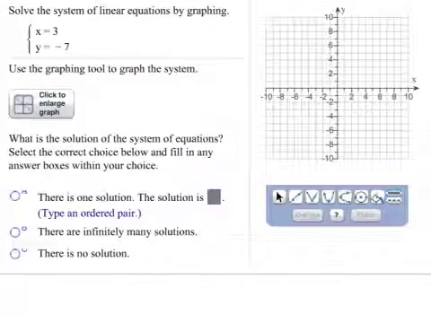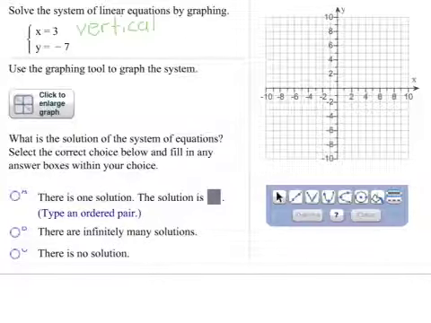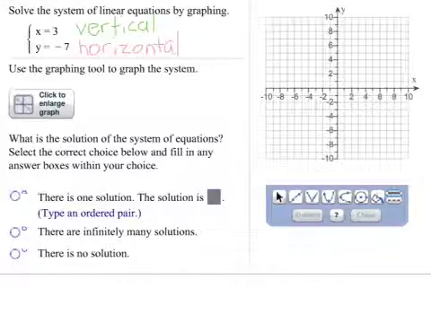Okay, number 12 says solve the system of linear equations by graphing. This one's actually kind of easy if you just remember that x equals 3 is a vertical line, and that y equals -7 is a horizontal line. So for x equals 3, we'll put a point on the x-axis at 3, and then we'll draw a vertical line right through that point at x equals 3.